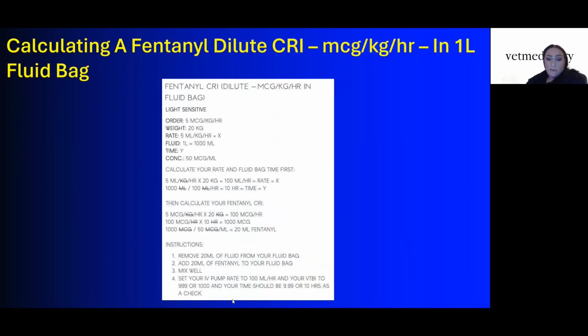Set your IV pump to 100 mils an hour and your VTBI should be either 999 mils or 1000 mils, depending on the pump that you're using. And your time will either be 9.99 or 10 hours as a check.